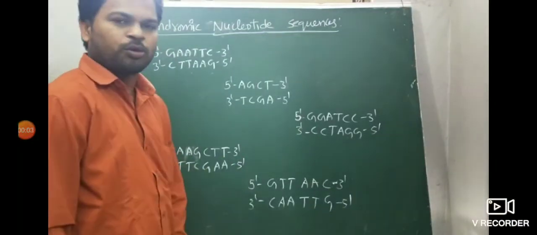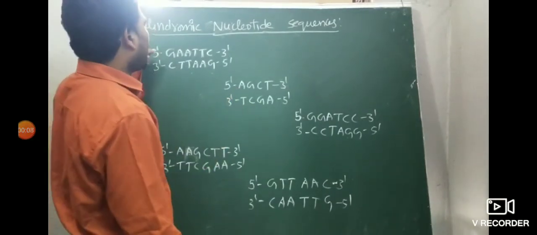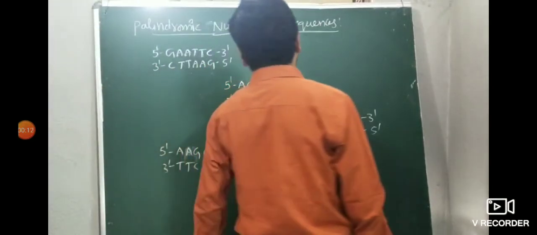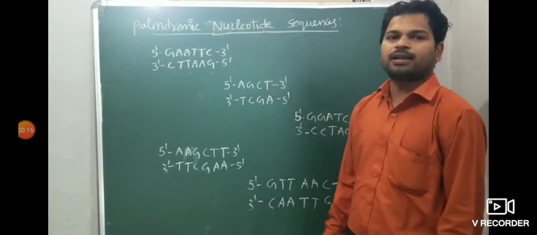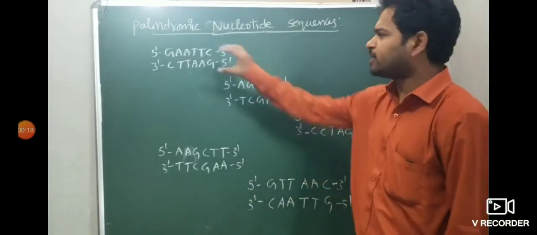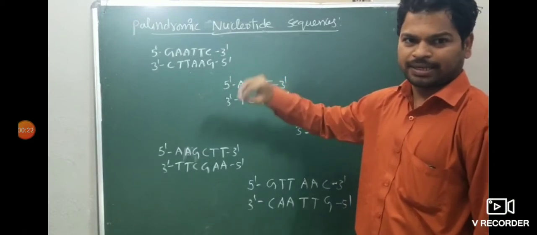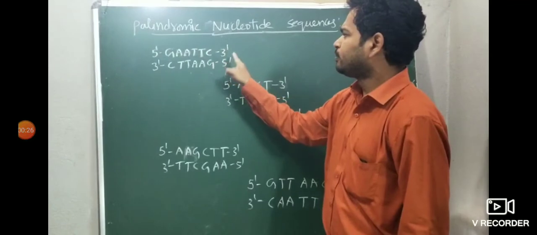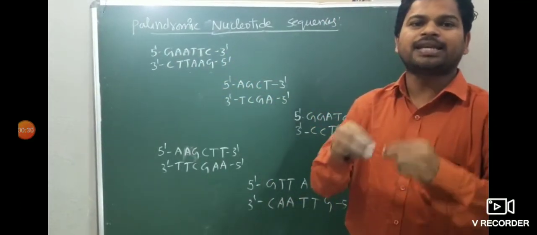Good morning. Today we are going to explain palindromic nucleotide sequences. What is the meaning of a palindromic nucleotide sequence? A palindromic sequence is a base sequence that, when read in the 5' to 3' orientation, gives the same reading.